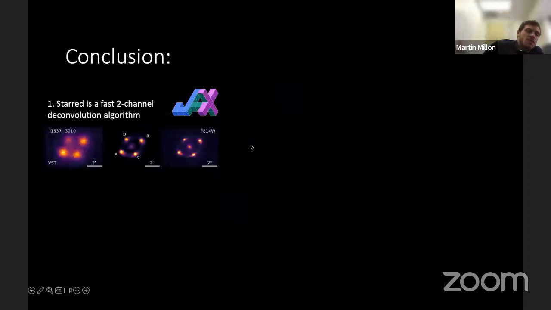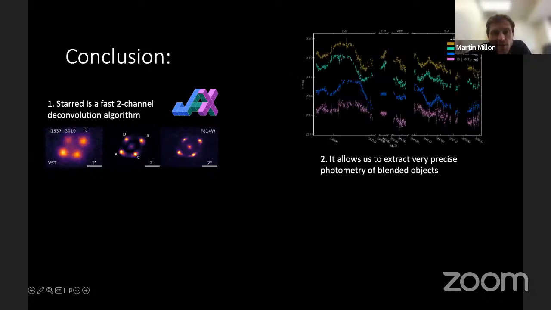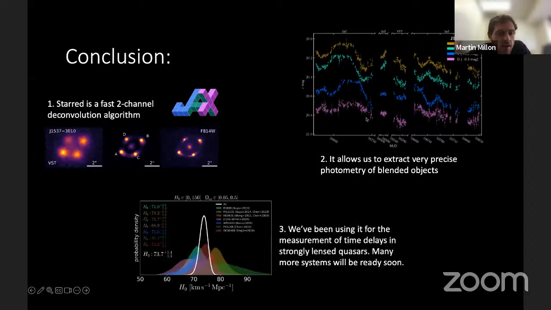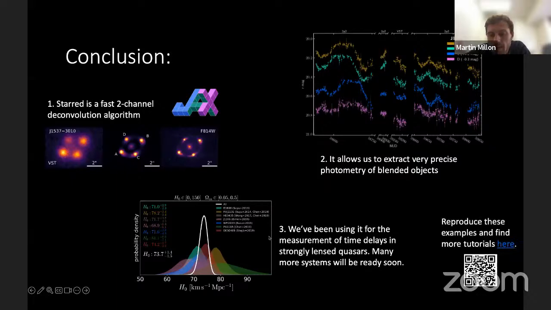So I will just conclude on a short summary. STAR is a fast 2-channel deconvolution algorithm that you can use for extracting the photometry. It's optimized to extract light curves of blended objects, for example, lensed quasars. And we've been using it for measurement of time delays in strongly lensed quasars to measure the Hubble constant, and there are many more coming soon. So we will probably have a bunch of new results with the TD Cosmo collaboration very soon.